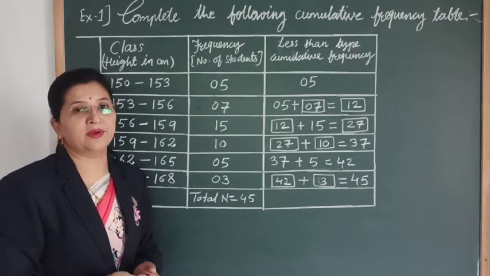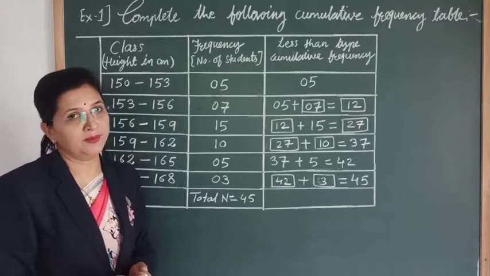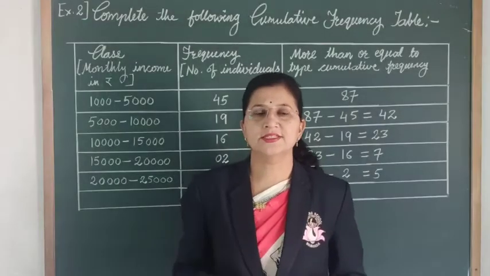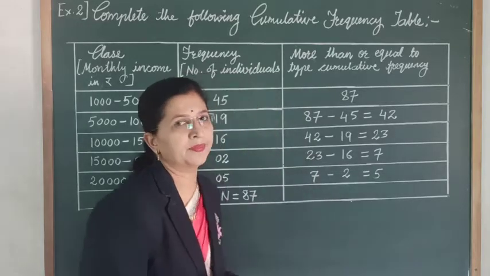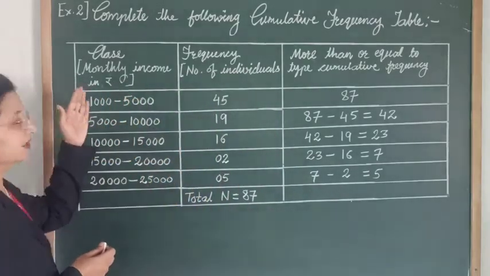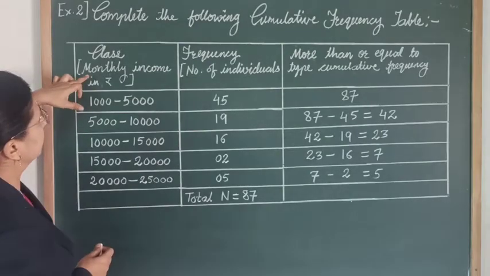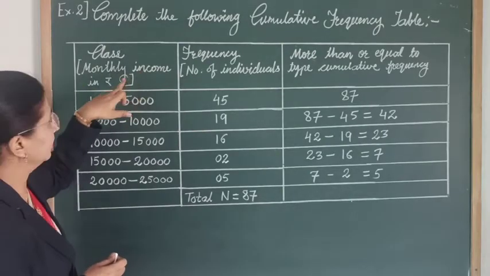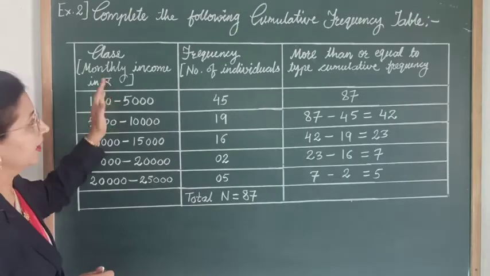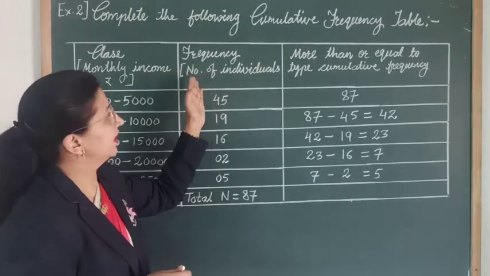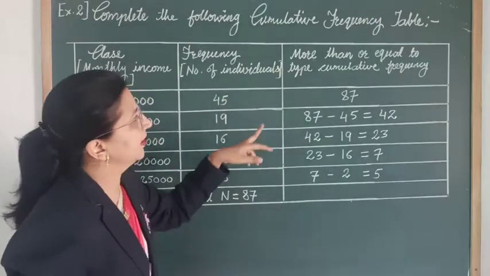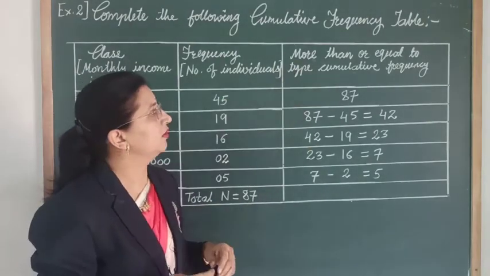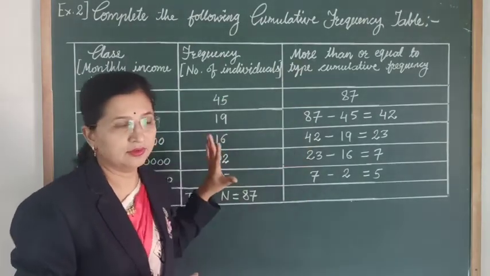Let's see one more example of the more than type of cumulative frequency. So dear students, here we have the question for the more than type of cumulative frequency. You can see in the table the classes are there, with monthly income given in rupees. Here the frequency is given, that is the number of individuals, and here we have to write the more than or equal to type cumulative frequency.